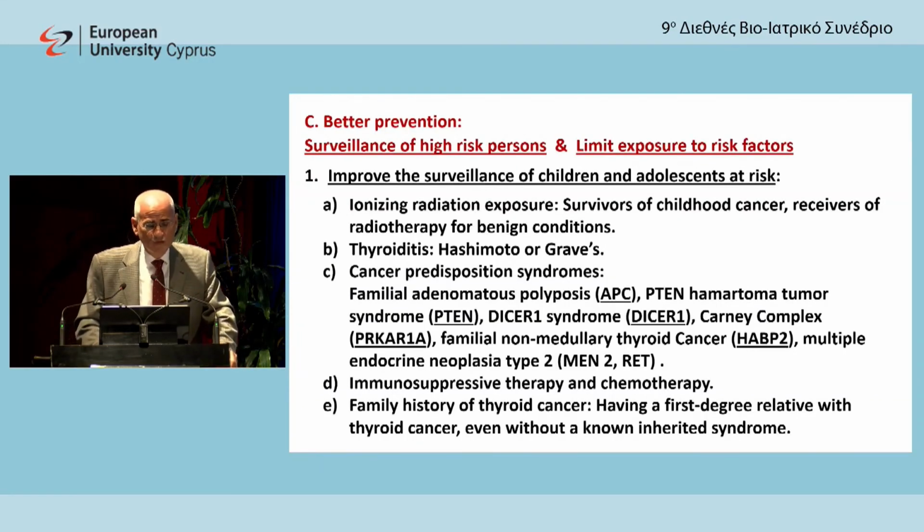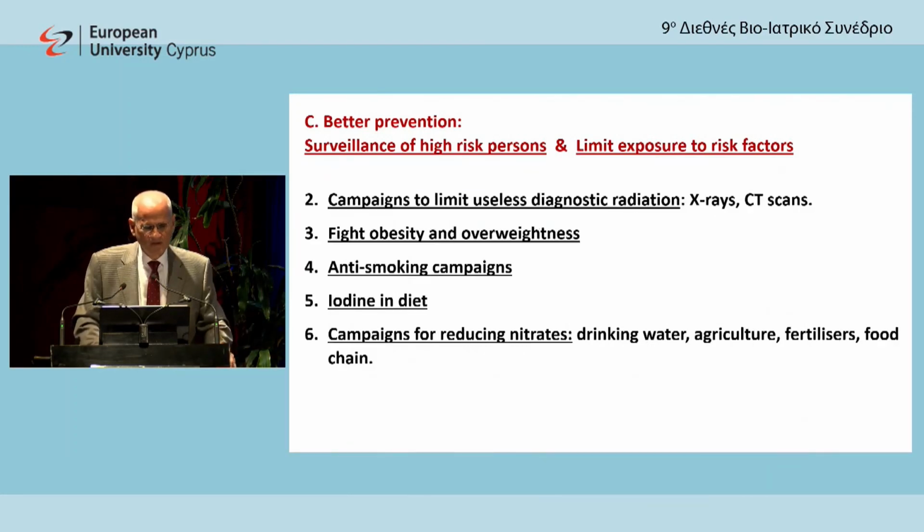Also, in the domain of better surveillance, we have to define the individuals at risk, the ones who have been subjected to ionizing radiation exposure, either because they are survivors of childhood cancer or recipients of radiotherapy for benign conditions, those suffering from thyroiditis, those recognized as having cancer predisposition syndromes, those under immunosuppressive therapy and chemotherapy, and those with a family history of thyroid cancer. These persons should be put under a strict surveillance program, either by the pediatrician, pediatric oncologist, or by the family physician.